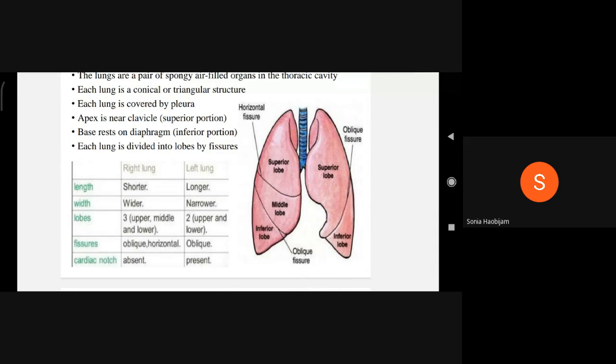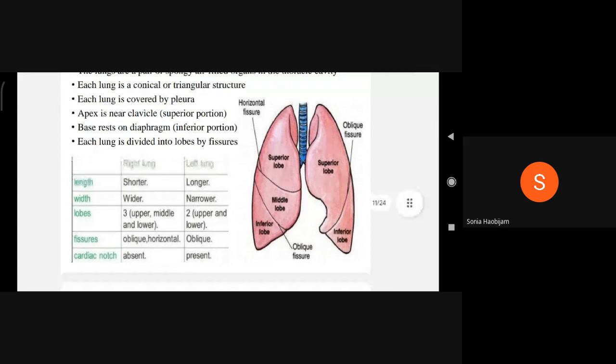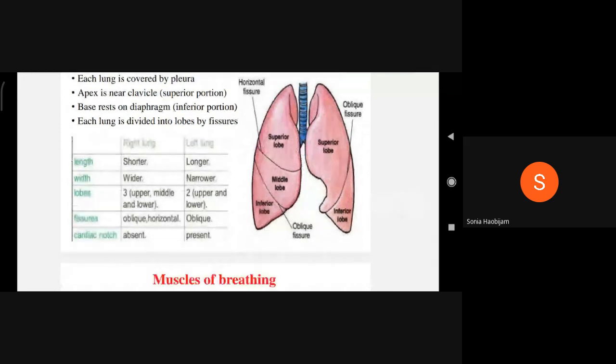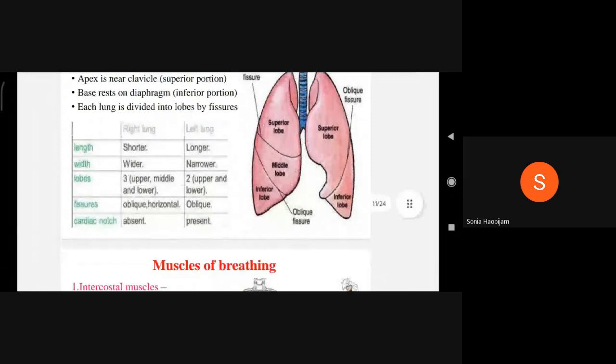Now, the cardiac notch is absent in the right lung. Obviously, the heart is tilted towards the left only. So, you can see a cardiac notch in the left lung. A clear curve in the left lung due to the heart, that is the cardiac notch. Okay, so this is the primary information about lungs.